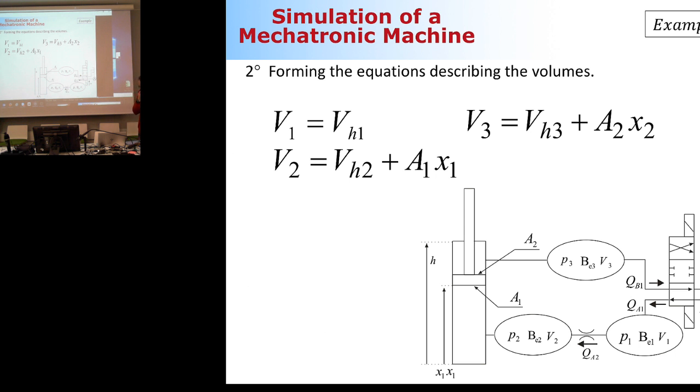Step number two is to create the equations that describe the volume size. Very straightforward. The first one is simply the hose size that connects from the direction valve to this throttle, so hose diameter multiplied by its length. Second, you have the hose that connects from the throttle to the cylinder plus the volume associated with the cylinder itself. Third is the hose that connects the piston rod side to the direction valve plus the volume in the piston rod side. Okay? So that's step number two.